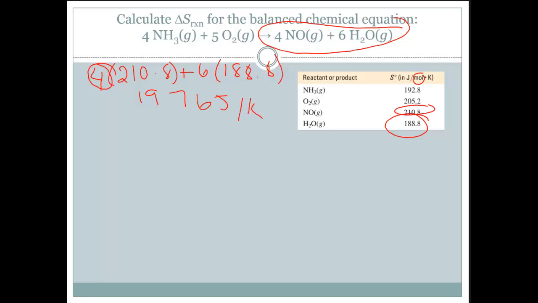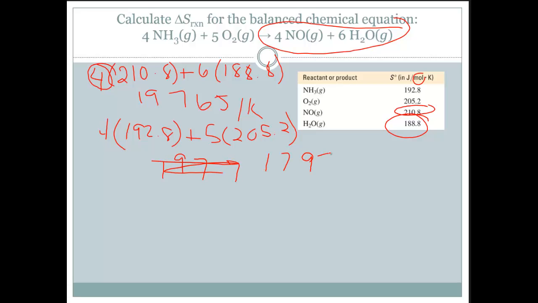Now we're going to subtract that from the reactants, so we have to calculate that. We have 4 NH3, which is 192.8, plus 5 O2, which is 205.2. Multiply and add those together, and it comes out to be 1797.2 joules per Kelvin. Subtract that out. 1976 minus 1797 comes out to be 179 joules per Kelvin.